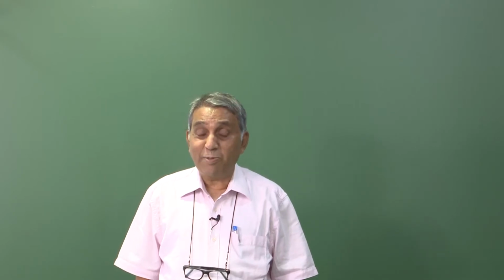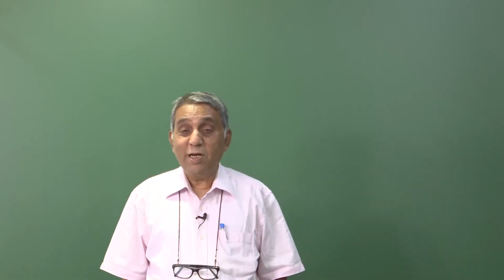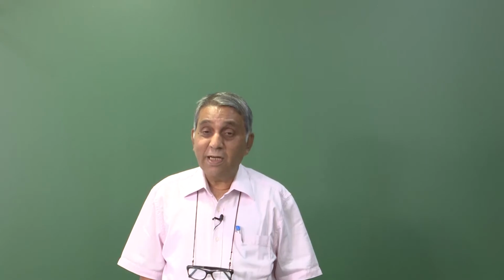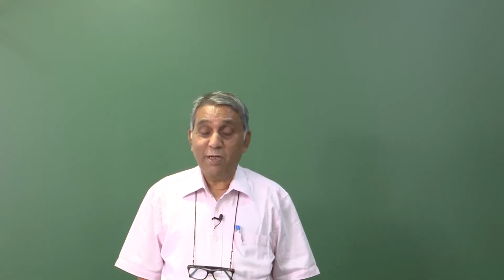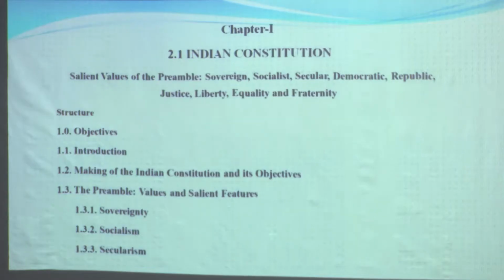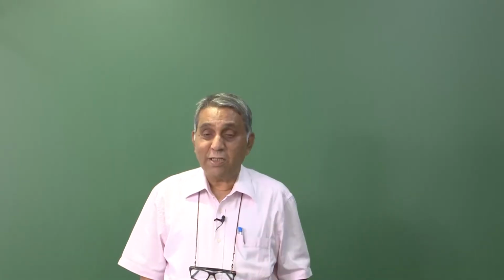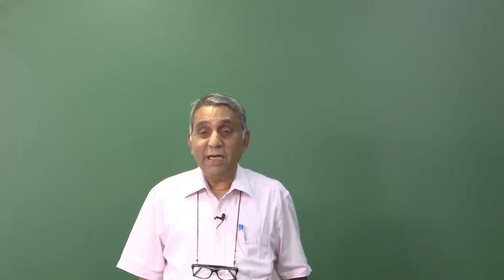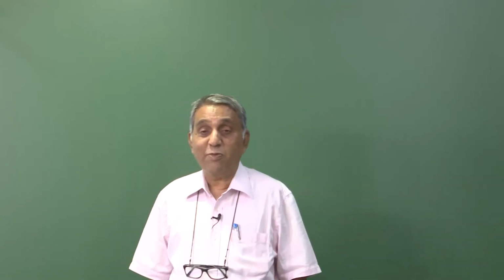We will discuss how the chapter has been structured for the entire paper. We are talking of the second semester and the paper on ethics, and I am talking of the first chapter. The first chapter is devoted to the Indian Constitution, salient values of the preamble, because the preamble is like an introduction in a book, and it contains the entire thing which is there in the Constitution. So, we are talking of how it has been organized. The first chapter is devoted to salient values of the Indian Constitution as reflected in the preamble.